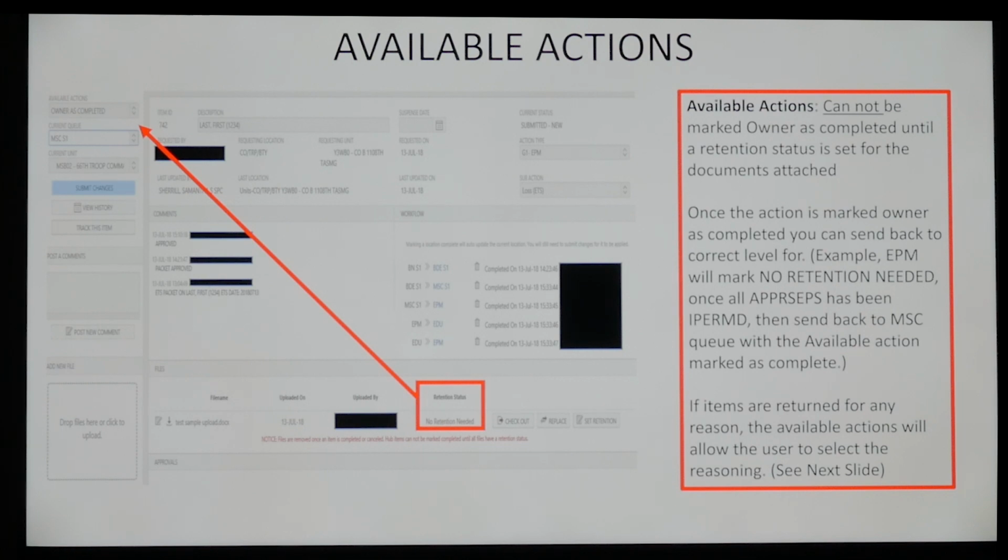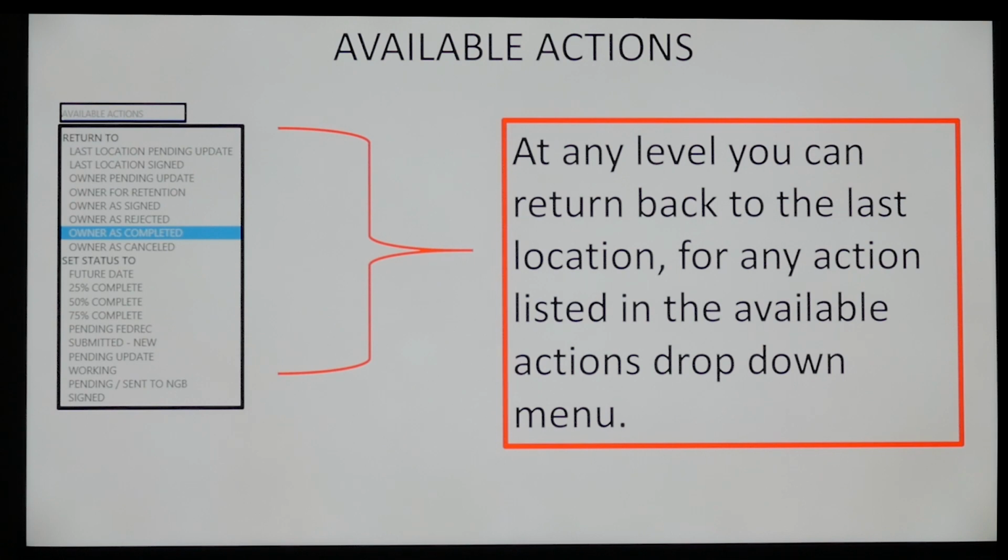If items are returned for any reason, the available actions will allow the user to select the correct reasoning. For example, instead of completed, it might be 25% complete, it might be rejected, it might be pending an update. At any level, you can return back to the last location for any action listed in the available actions drop-down menu. It's also important to put good comments in the transaction so that the unit opening the transaction can see what they need to correct.